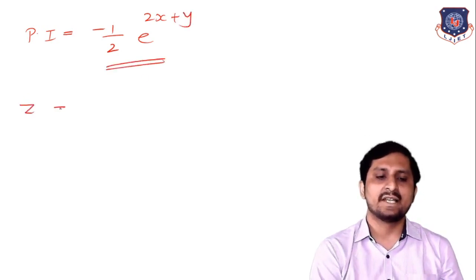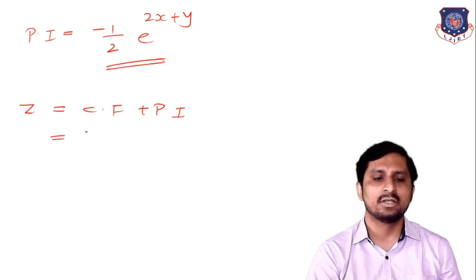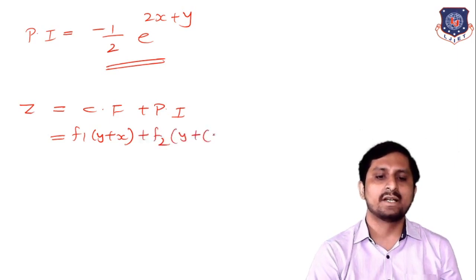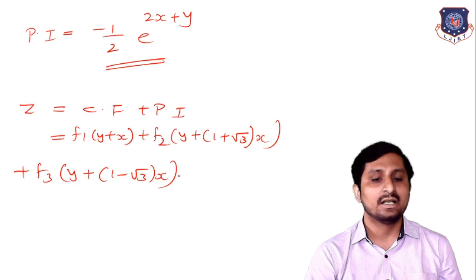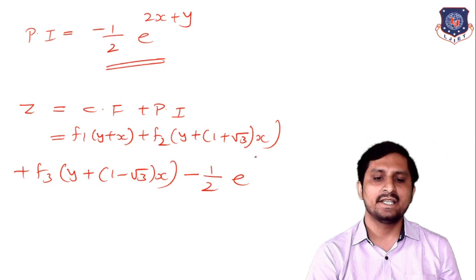What is my z? The value of z is complementary function plus particular integral. So write down the final solution: f1 of y plus x, plus f2 of y plus 1 plus root 3 into x, plus f3 of y plus 1 minus root 3 into x. This is my complementary function, plus the particular integral, minus 1 by 2 e raised to 2x plus y.